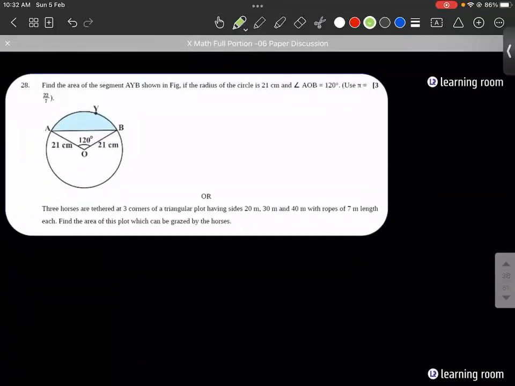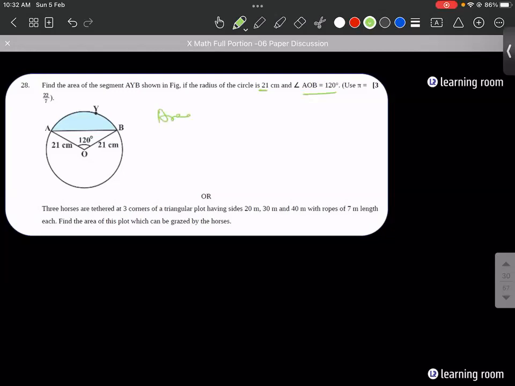Find the area of the segment AYB as shown in the figure. The radius of the circle is 21 centimeter, angle AOB is 120 degree. How do you solve this? That is going to be area of sector minus area of triangle. So what is the area of sector?